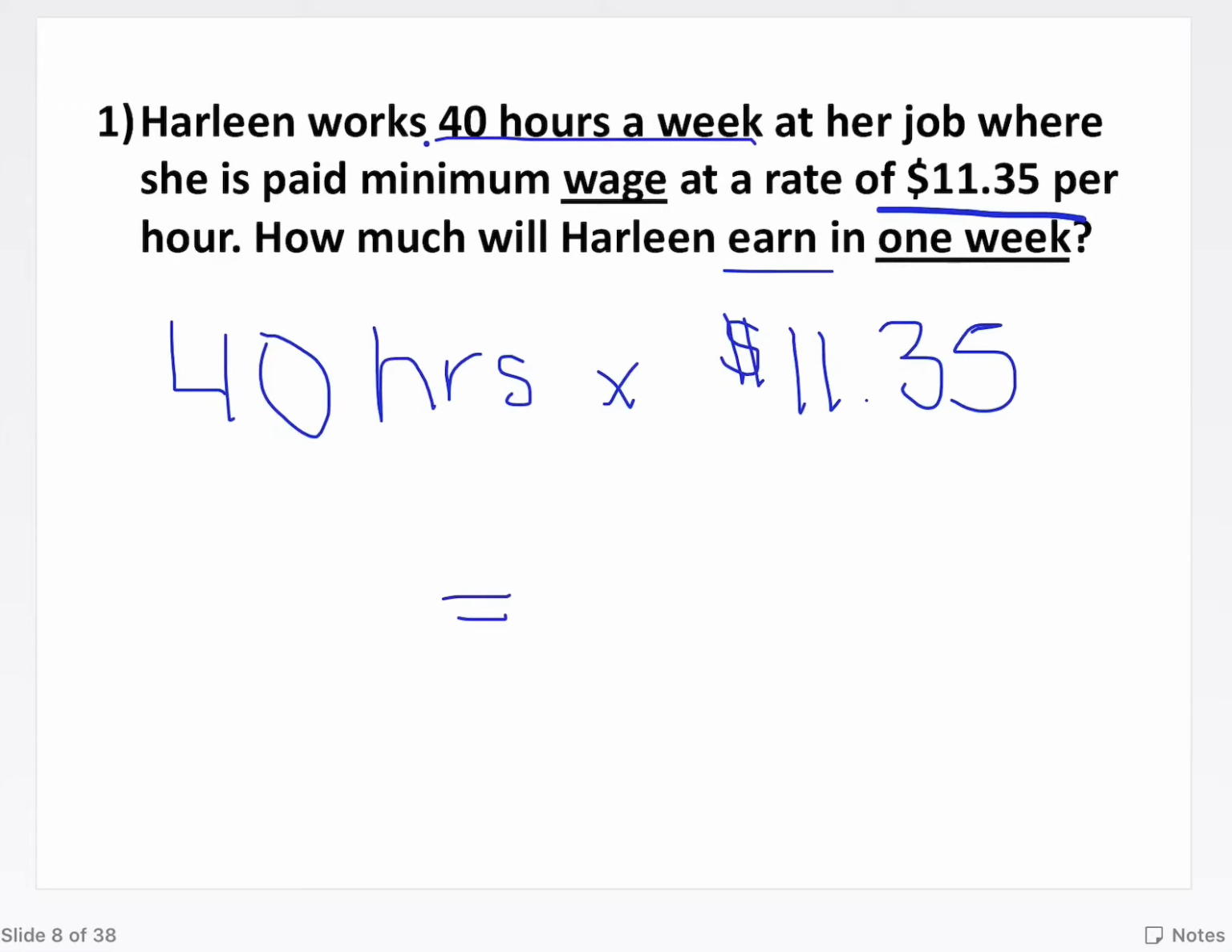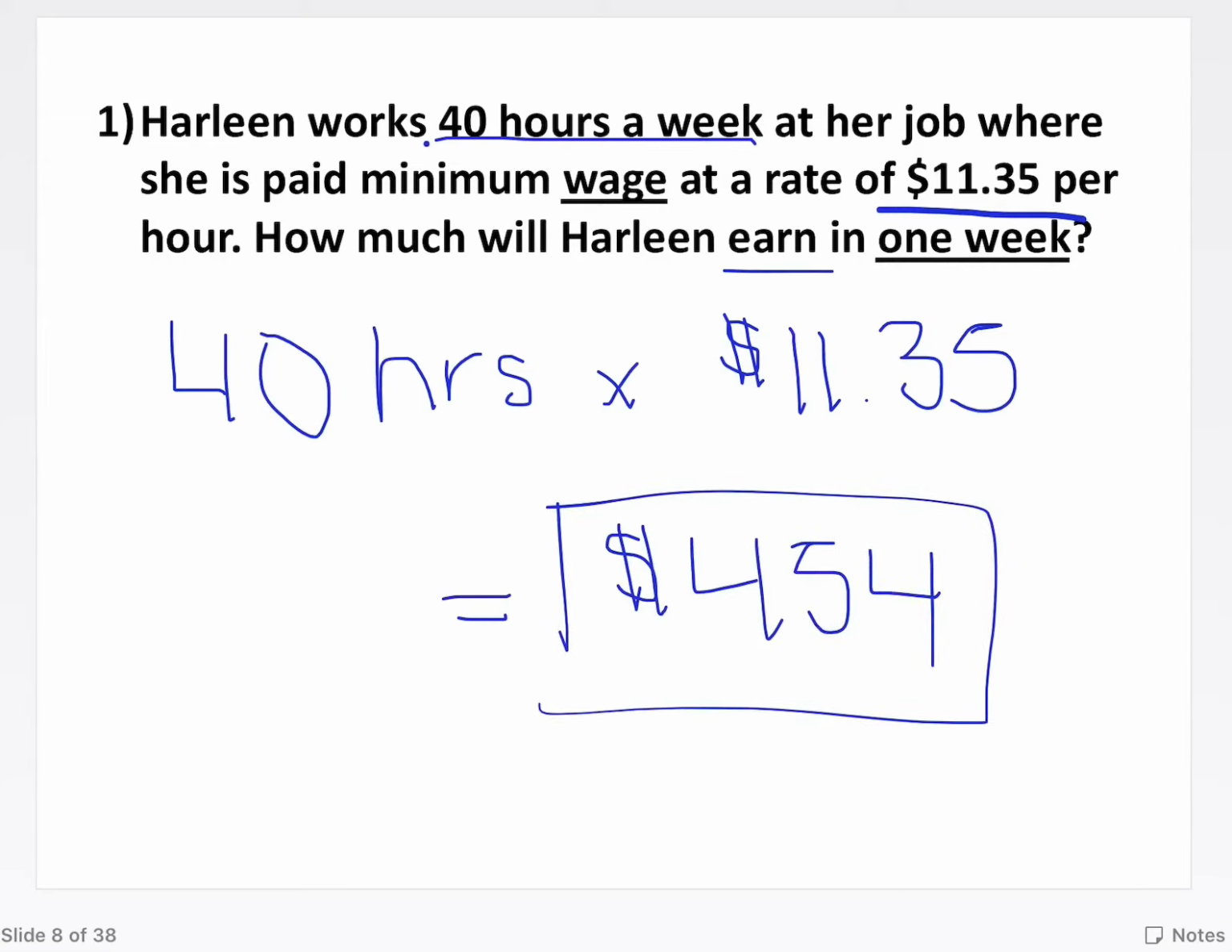This is equal, sorry there, calculator. Okay, that's going to be $454. So you're going to want to know your gross income when you get a job. So Harleen earned $454. Again, keep in mind the amount actually going to be deposited into her account is going to be less than that. That's just the gross income before deductions.